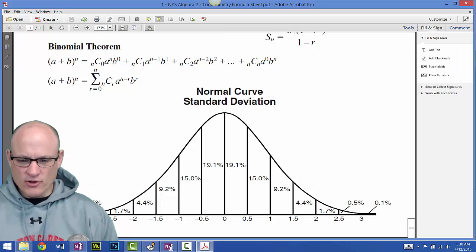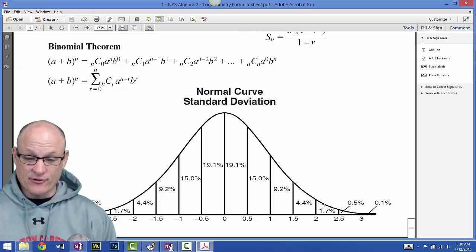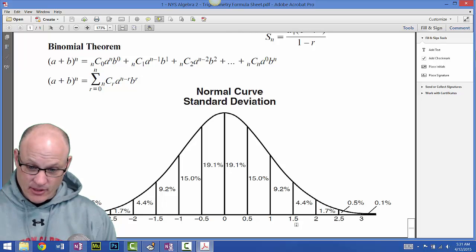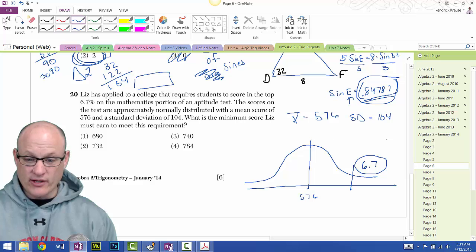Whatever. So when I add these up, 4.4, 1.7, 0.5, and 1.1, I get 6.7. So I want to be in this tail where there's 6.7%. Well, that means I'm going to get this thing right here. I want to be on this 1.5 standard deviations. So I'll take this and I add 1 standard deviation. 1 standard deviation is 104. So if I take 576 and I add 104, that puts me at 1 standard deviation, which is 680.